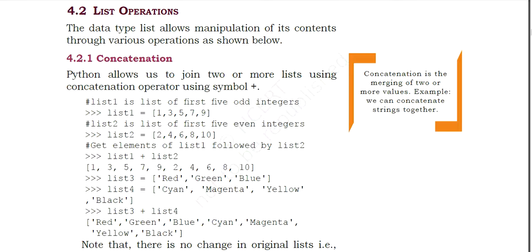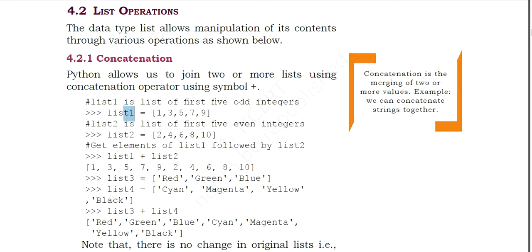So the first operation is concatenation. As the name suggests, concatenation means we can add the elements of one list to another list with the help of concatenate. In concatenation, we are adding two lists together. See here, we have a list 1.